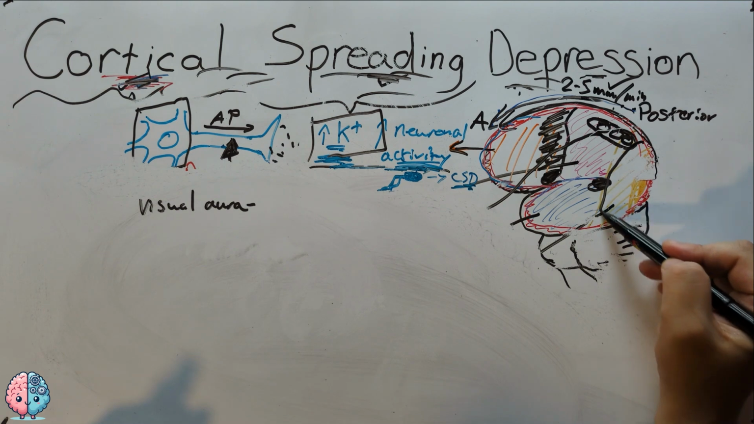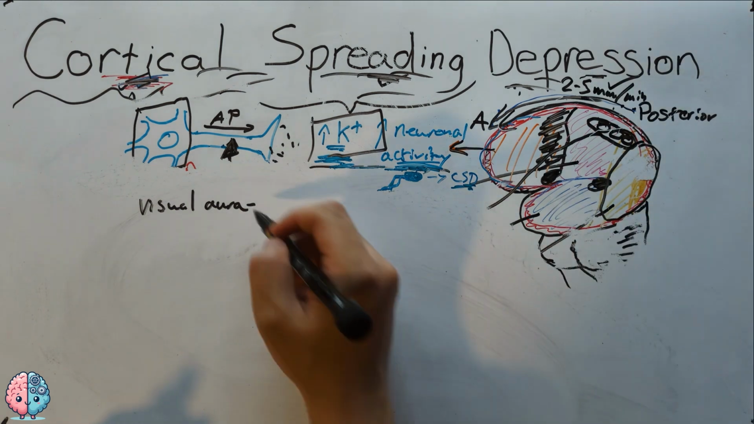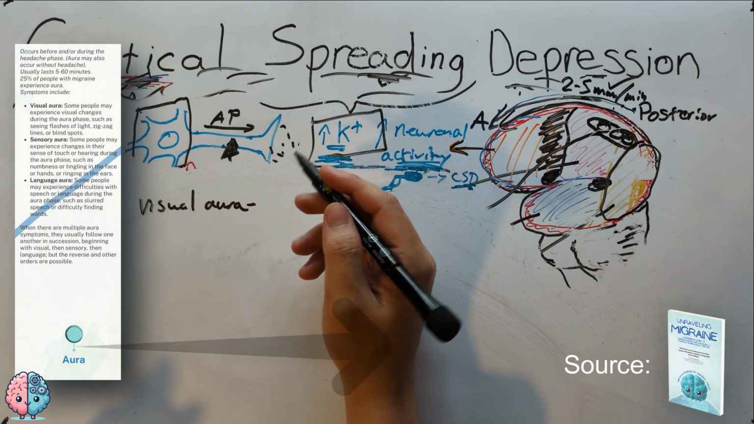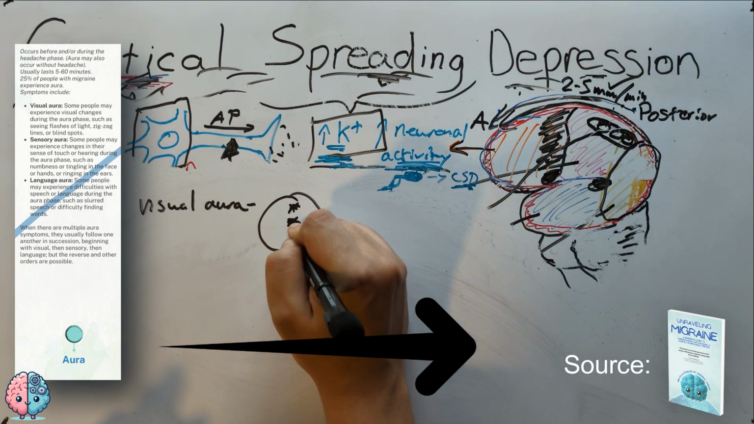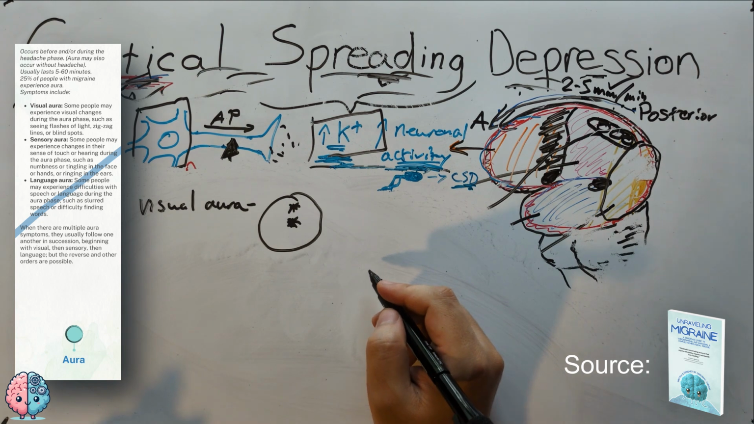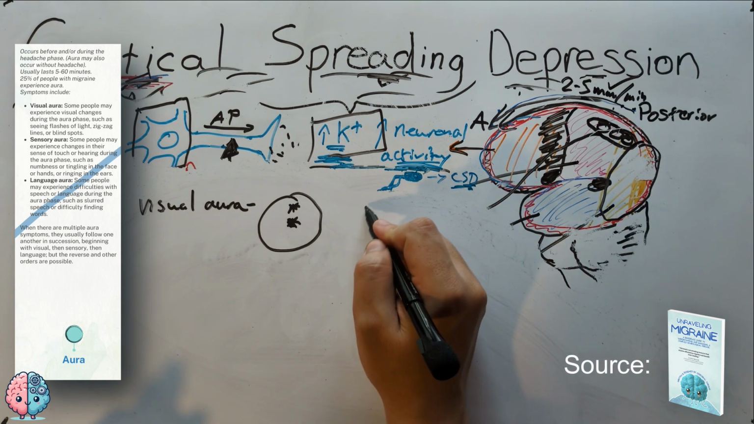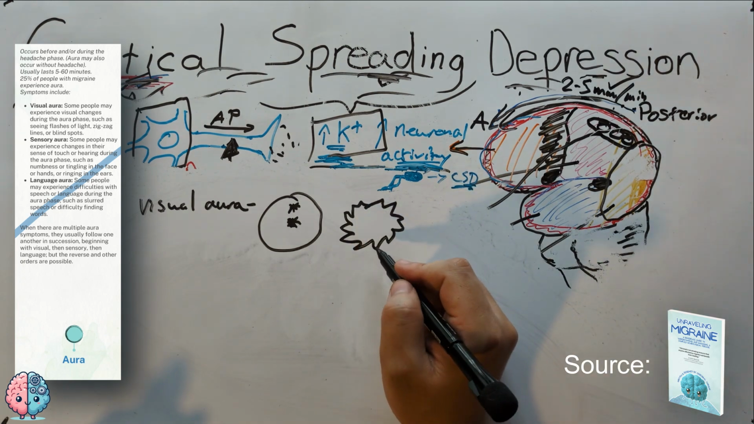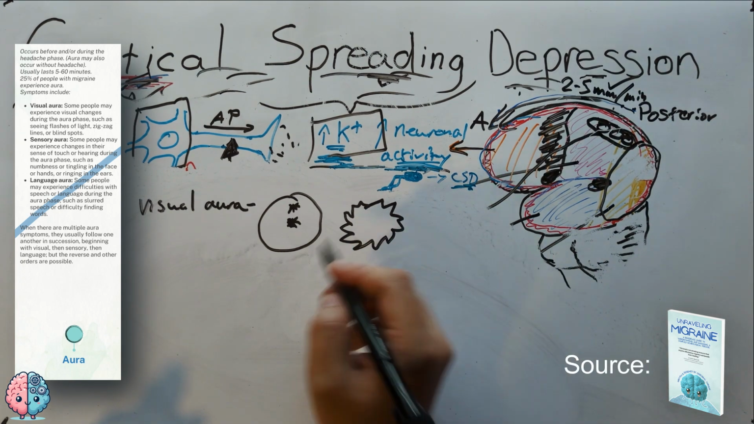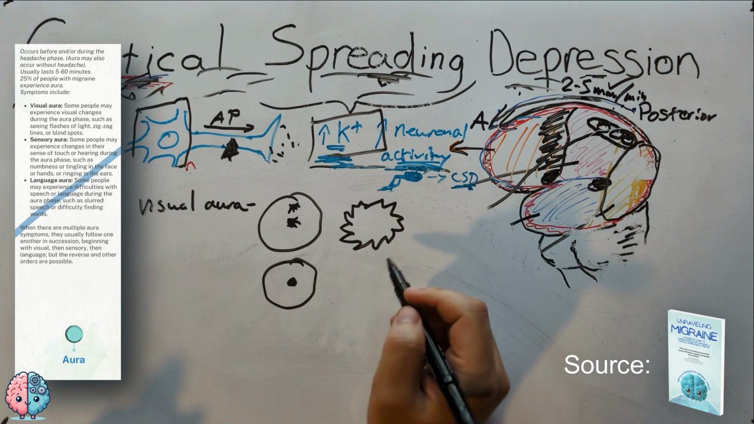So when it starts in the occipital lobe, we have visual aura. What does that entail? Well, flickering lights, also known as scintillations. We can have zigzag lines, also known as fortification spectra, or we can have blind spots, also known as a scotoma.